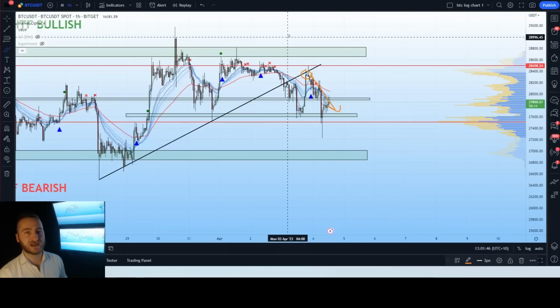You have to think outside the box. The best way to think is, where are the majority of people putting their stop losses? That is where I want to be putting my entries. Where are the majority of people entering longs? That is where I want to be looking to enter shorts. You have to think the opposite of retail, because retail always gets wrecked.